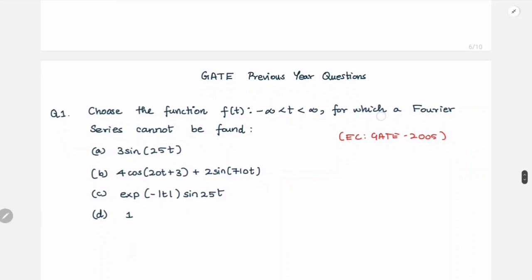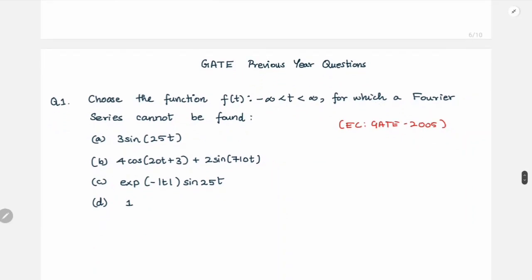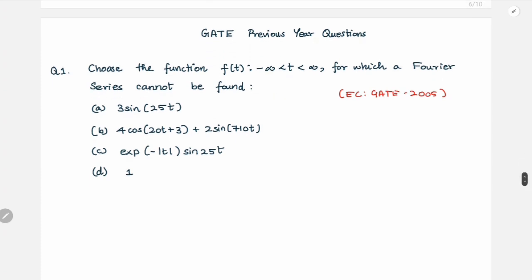Okay, now let us solve some previous year questions from GATE. The first question: choose the function f of t, for minus infinity less than t less than infinity, for which a Fourier series cannot be found. So let us go through the options one by one. The options are 3 sin 25t, 4 cos 20t plus 3 plus 2 sin 710t, exponential of minus mod t sin 25t, and the last option is a constant one.